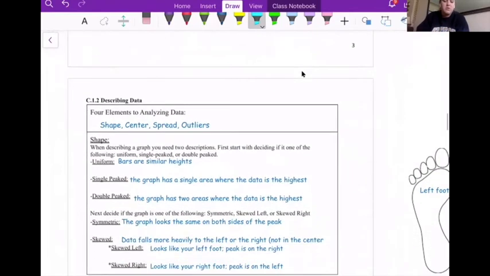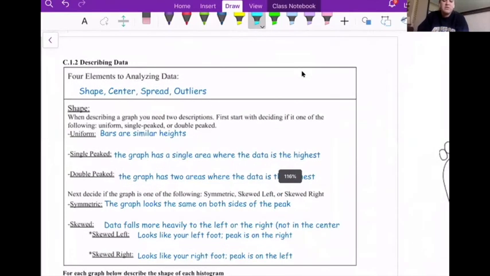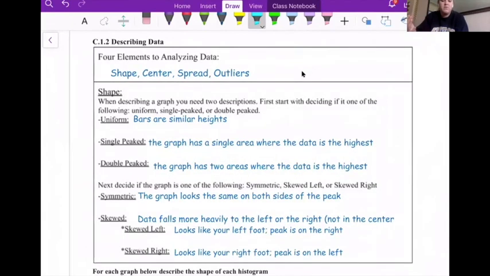Okay, so now we have just a lot of vocabulary. So with our data, if we do a histogram, then we're going to analyze the data based on 4 different things: the shape, center, spread, and outliers. And so today we're going to mostly be focusing on shape, center, and spread.